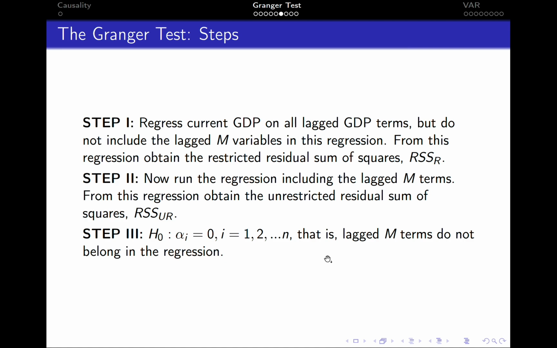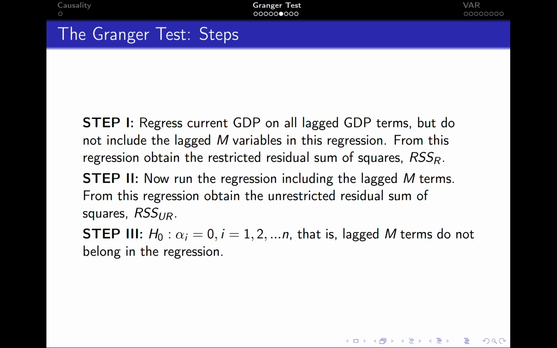Let's see what are the steps behind the Granger test. Step number 1 includes regressing current GDP on all lagged GDP terms, but please do not include the lagged M variables in this regression. From this regression, we obtain the so-called restricted residual sum of squares. After we've done this, we run a new regression where this time we include the lagged M terms, and from this regression, we need to save the unrestricted residual sum of squares.